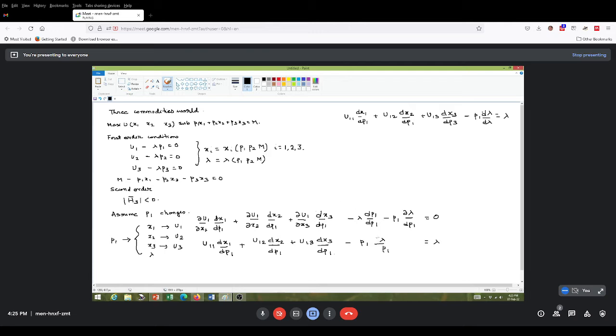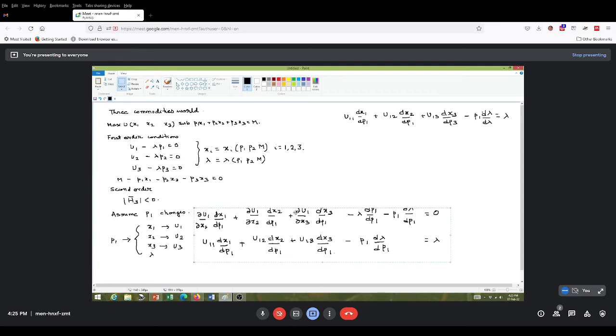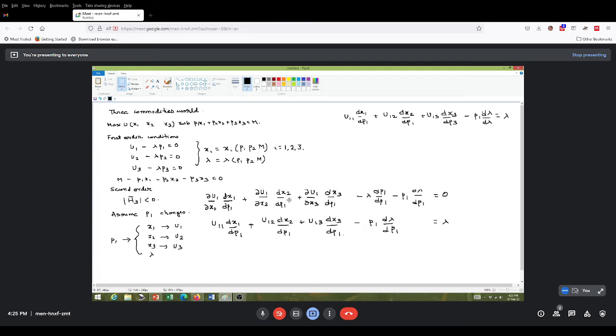Now let me shift this a little bit. So what we have done is we have differentiated this equation. Now let us come to this one.